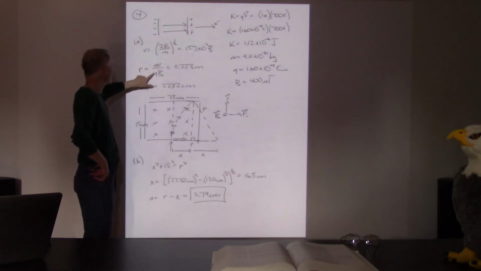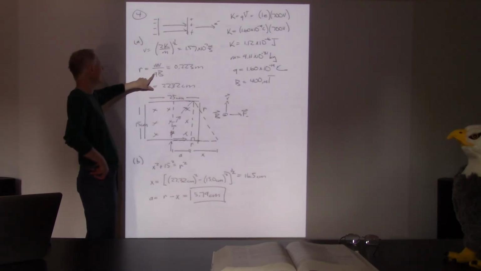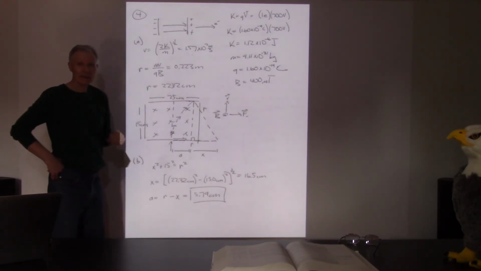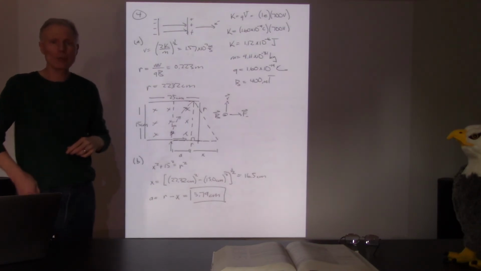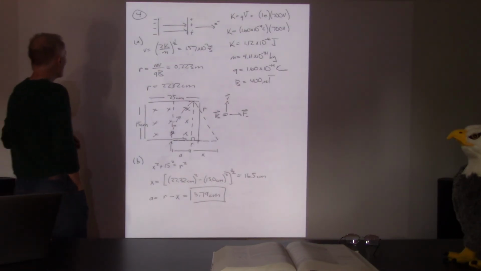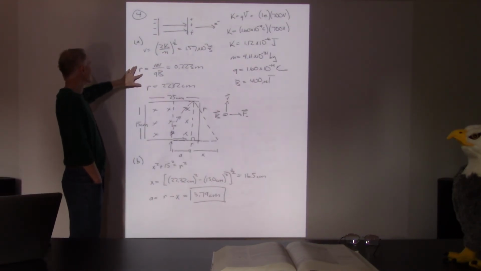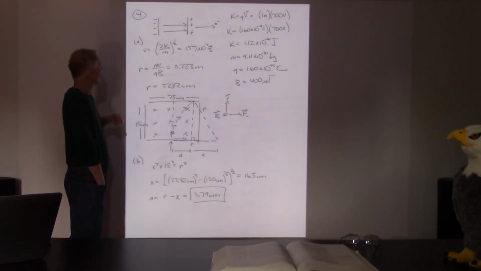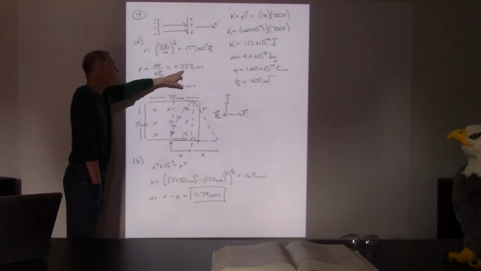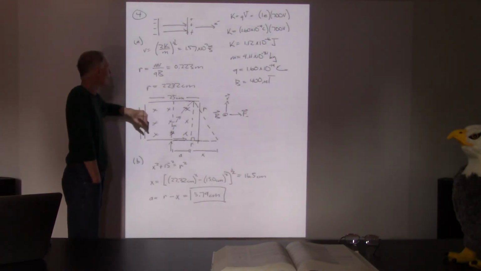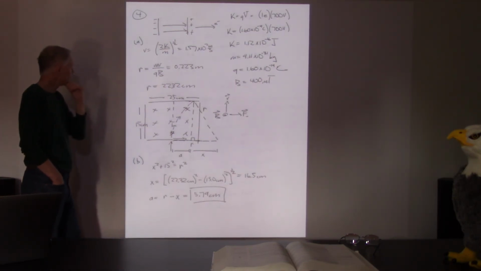I just wrote down mv over qb. I guess you guys maybe can get away with that unless the problem specifically says derive the formula. So this came from looking at circular motion and the magnetic force equations. In any case, I ended up with a radius of 22.3 centimeters. So that's what I have right there.